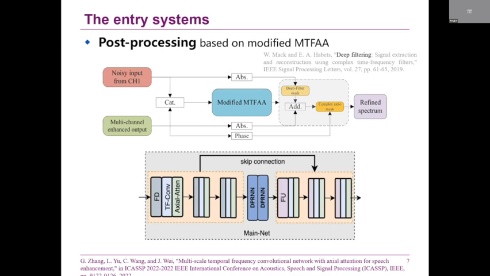The spectrogram of the noisy signal is concatenated with the previously enhanced speech in the left and right ear. Then it is sent to the modified MTFAA. A deep filtering mask was applied to the amplitude of the noisy spectrum, and its output was added to the multi-channel amplitude of the enhanced output. The composited amplitude is then further processed with the phase spectrum of the multi-channel enhancement output by a complex ratio mask.